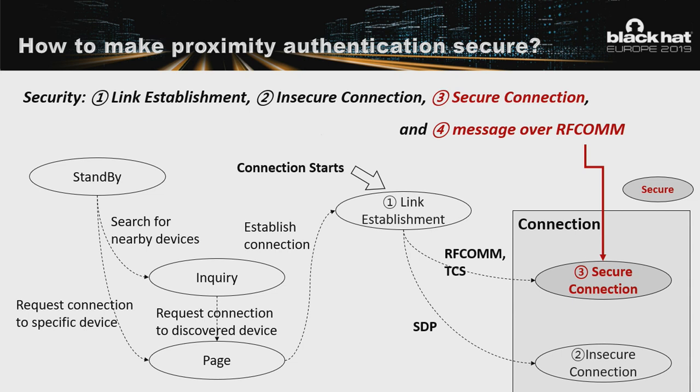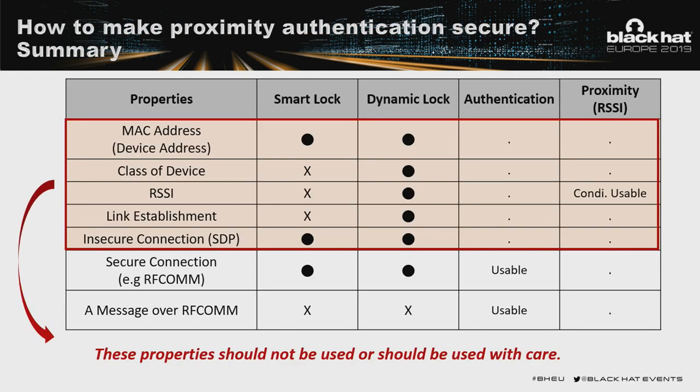Since there is no security in SDP, it encourages insecure connection. But for other protocols, we can assume that they are secure connections. And if we think about the message over RFCOMM, because it is in the secure connection, we can say that it is secure. So that's the summary of our initial analysis result: this tool is secure, so it can be used for the authentication, but these five are not secure enough. If we have to use those features for authentication purposes, we have to use them with additional protections.